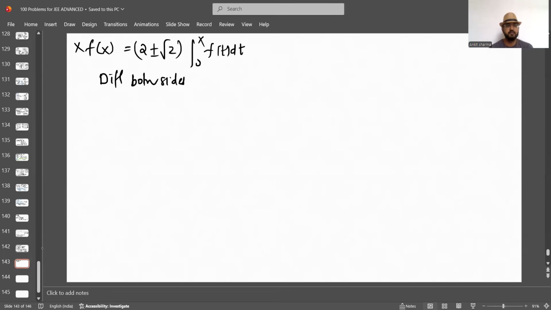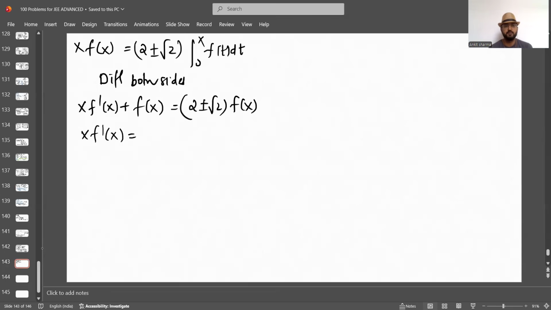The moment I differentiate this, this will become x, and then this will become f dash plus f of x will be here as it is. Derivative of x is 1, which is equal to 2 plus minus root 2, and this guy will turn out to be simply f of x. We can transfer this to the side. This gives me f dash of x is equal to 2 minus 1 is 1 plus minus root 2 into f of x. Now we can integrate our function. So this equation is good.